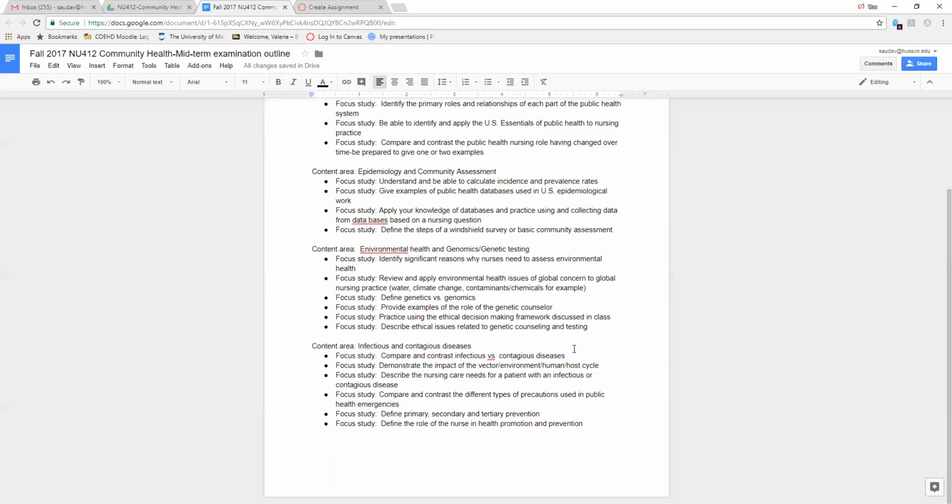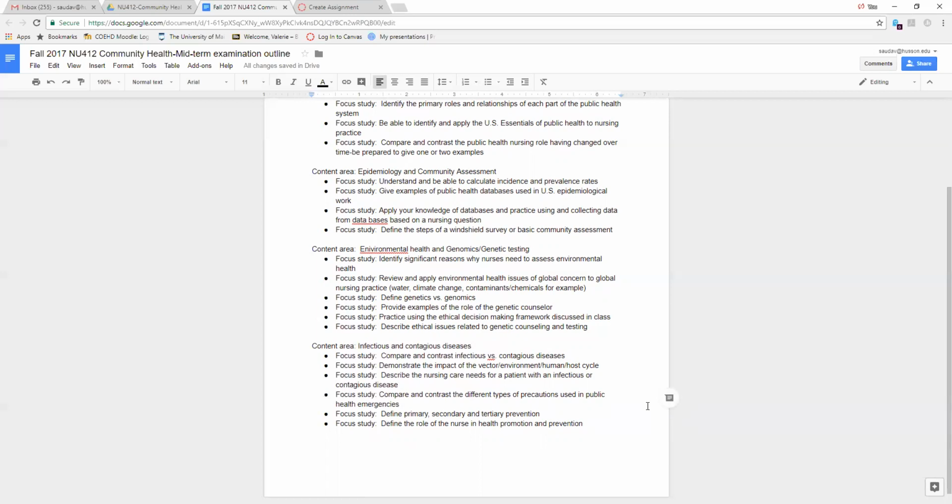The last area that you need to practice and study this week is on the concepts of infectious versus contagious diseases. Make sure you understand the difference. Please describe and demonstrate the impact of the infection cycle that comes from a vector-borne disease such as Lyme disease or even equine encephalitis. The next focus of study: be prepared to describe nursing care needs for a patient with an infectious or contagious disease. We gave a number of examples in class, from TB to HIV. Make sure that you understand the key components of nursing care in those disease processes and how you would handle that as a public health emergency.